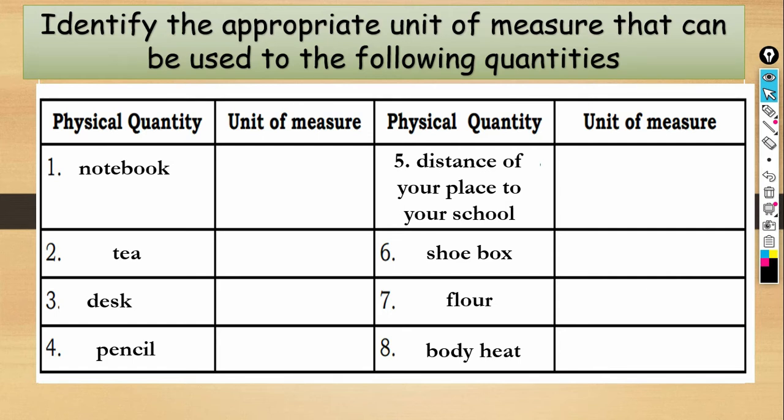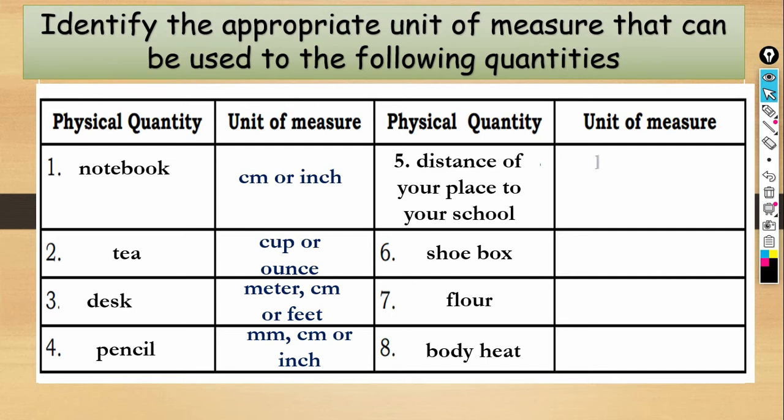Okay, let's check your work if your answers are correct. For number 1, we can use centimeter or inch. Number 2, cup or ounce. Number 3, meter, centimeter or feet. Number 4, millimeter, centimeter or inch. Number 5, kilometer or meter. Then, number 6, cubic centimeter. Number 7, pwedeng cup or ounce. And number 8, pwedeng degree Celsius or degree Fahrenheit.